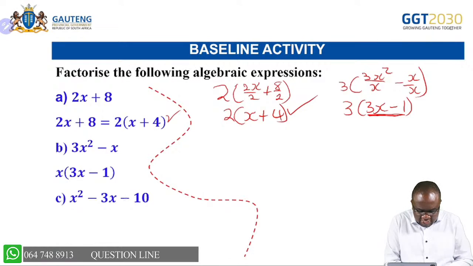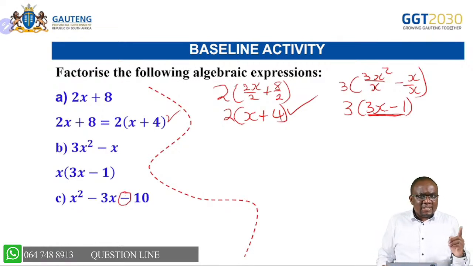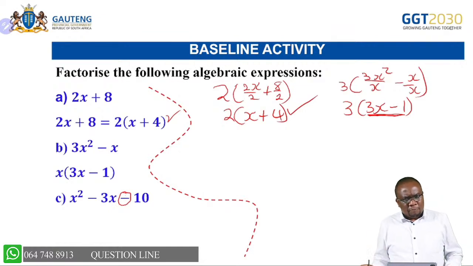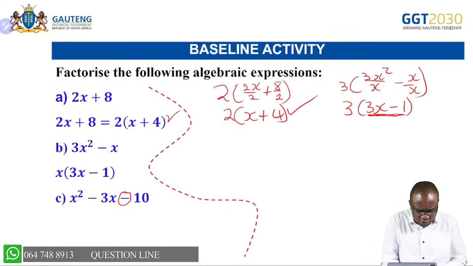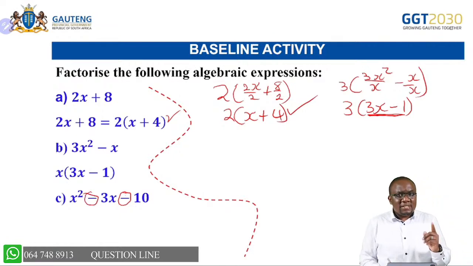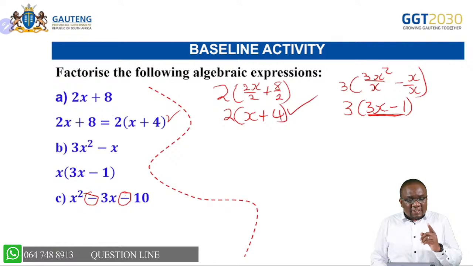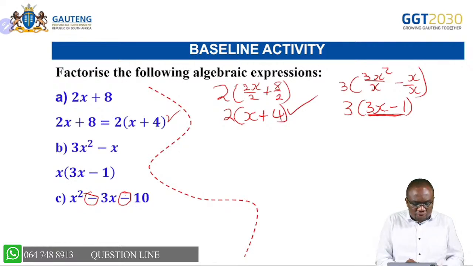Right, this negative, what does it tell us? It tells us that one factor is negative and the other factor is positive, isn't it? And then this one is negative, the coefficient of x is negative. It tells us that the bigger factor is negative. This one takes the sign of the bigger factor. So now, let's look for the factors of negative 10, or let's just say factors of 10, okay?